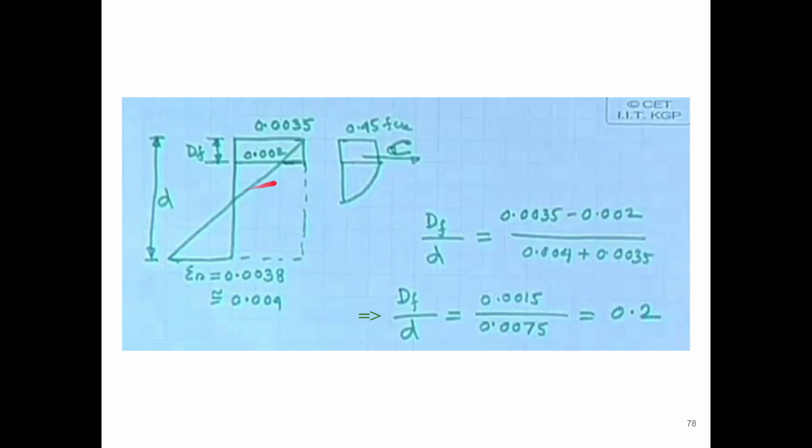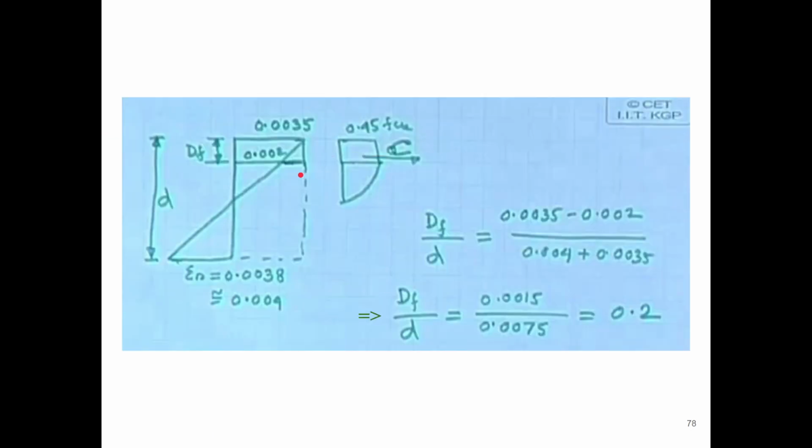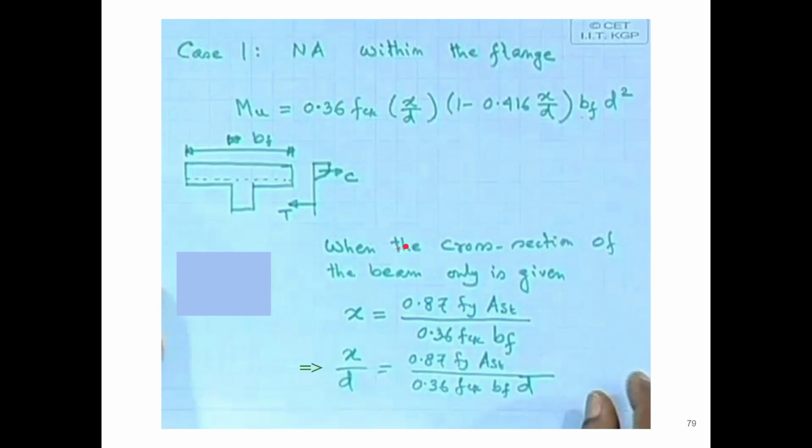So using that relation and from similarity, we find that Df by d, that is the depth of flange by effective depth, should have a value of less than or equal to 0.2. So if this ratio is less than or equal to 0.2, that means the flange will be uniformly stressed. So that is the second case we talk about. Now let's see how the design concepts are varying for the three cases.